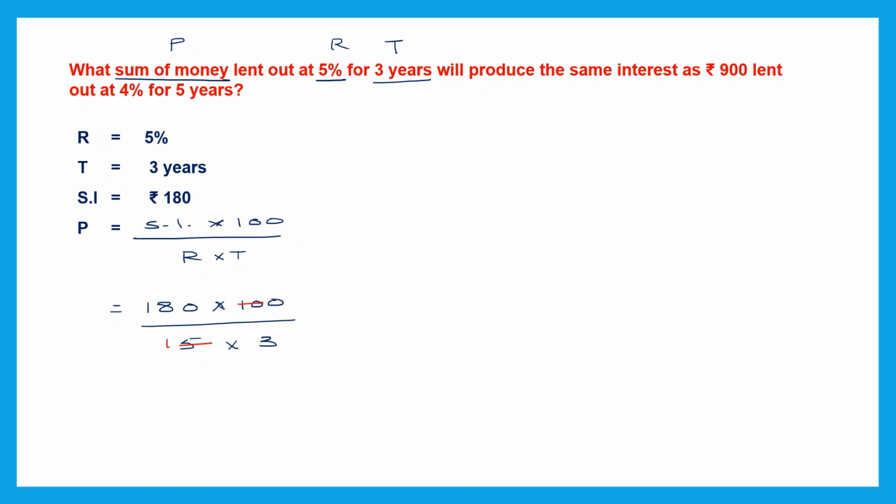5 ones are 5, 5 twos are 10, 0, 5 into 20. We can also cancel 180 and 3. 3 and this both are divisible by 3 itself. So 3 ones are 3, 3 sixes are 18 and 0, 3 into 60. Now let's multiply the two numerators, 60 into 20. 6 twos are 12 and then add the two zeros, 1200. So now we have found the principal. The principal is rupees 1200. So this is our answer.